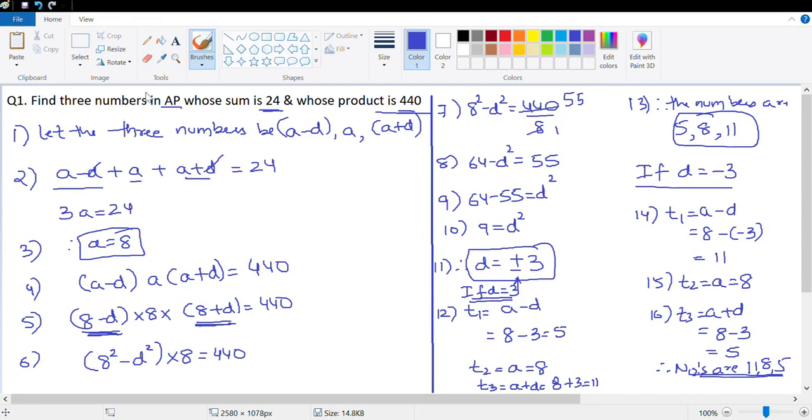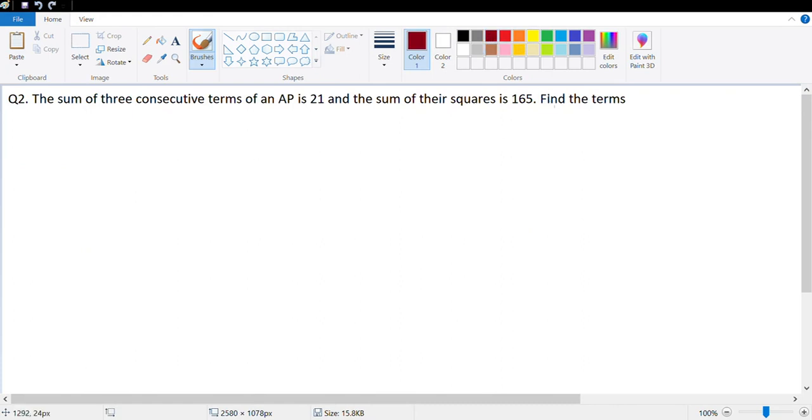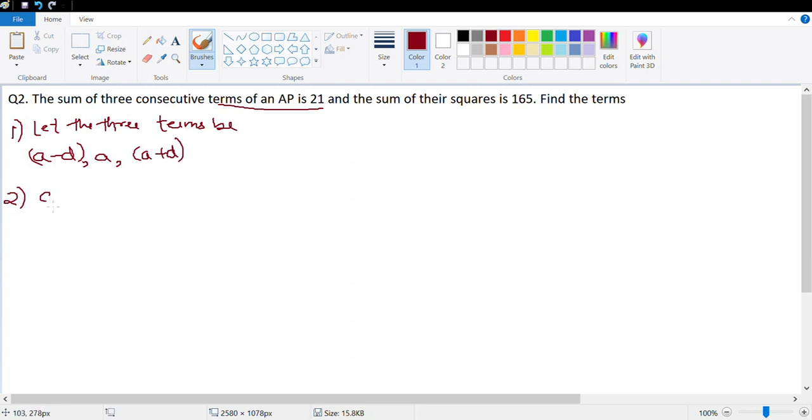The next question that we do is question number 2. Question number 2 states the sum of three consecutive terms of an AP is 21. Okay. Let the three terms be a minus d, a, and a plus d. Again, the same logic, the sum of them is given equal to 21. So a minus d plus a plus d is equal to 21. Negative d plus d gets cancelled. 3a is equal to 21. Therefore, a is equal to 7.